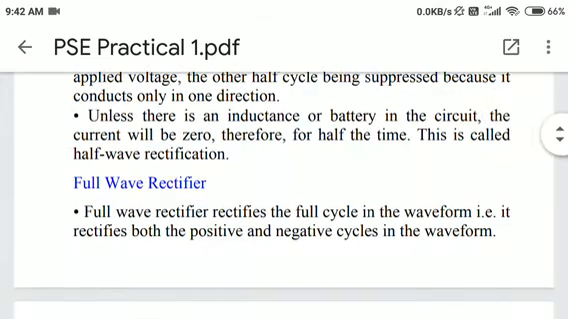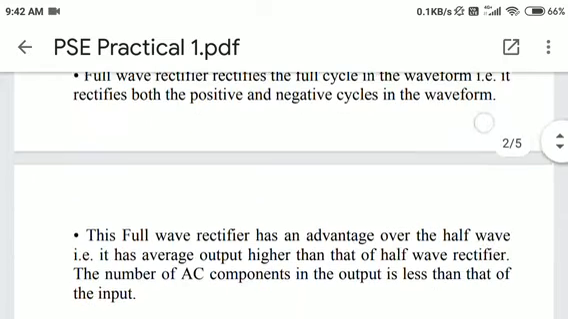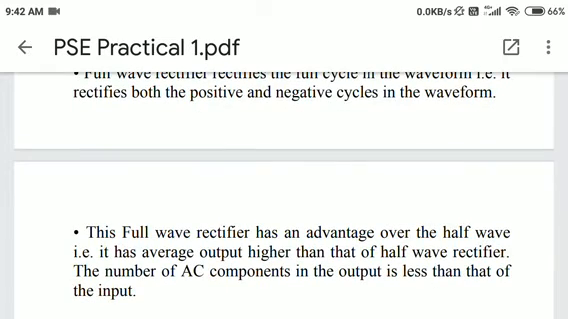Then for a full wave rectifier, it rectifies the full cycle of the waveform, that is, it rectifies both the positive and negative cycles. This full wave rectifier has an advantage over the half wave rectifier, that is, its average output is higher than that of the half wave rectifier. The number of AC components in the output is less than that of the input. We will see this theory in the practical.